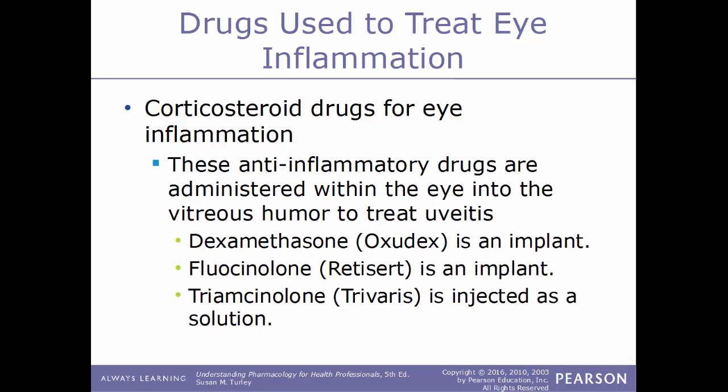Now, some anti-inflammatory drugs are administered directly within the eye itself, right into the vitreous humor, to help treat uveitis, which is an inflammation of the middle tunic, the middle layer of the eye. Some examples of this type of drug would be dexamethasone, which is sold under the name Ozurdex, which is an implant into the eye; fluocinolone, which is sold under the name Retisert, which is an implant into the eye; and triamcinolone, which is sold under the name Triesence, which is injected as a solution.